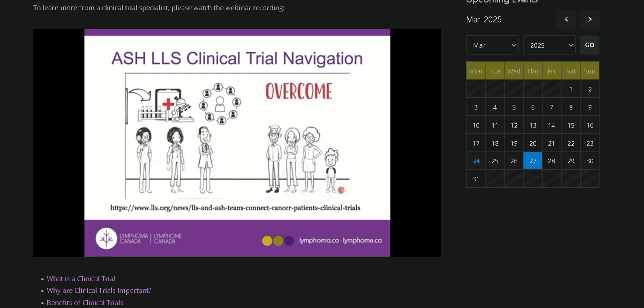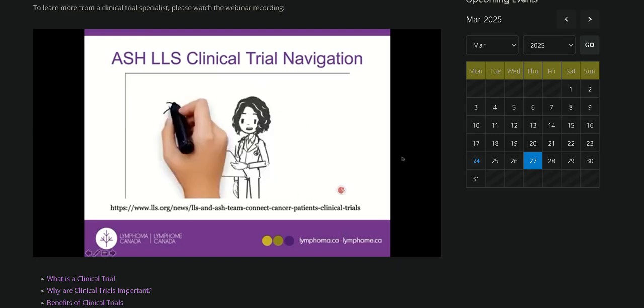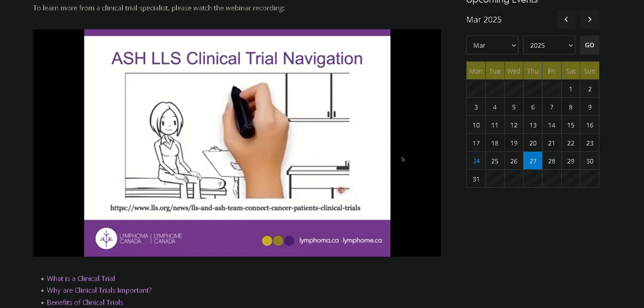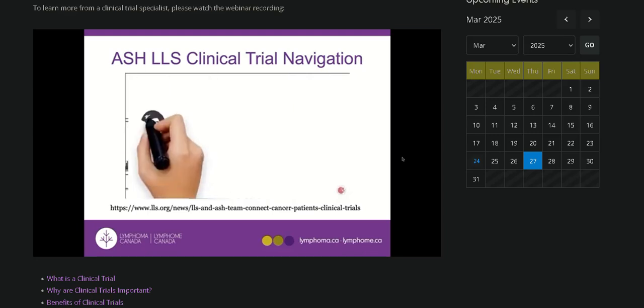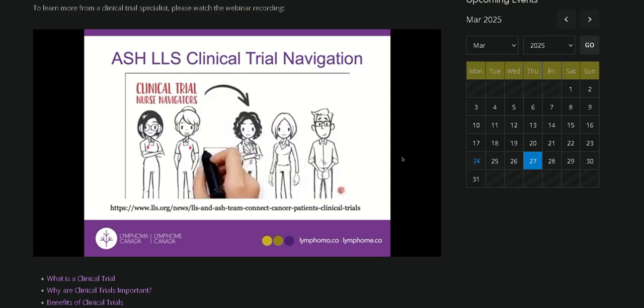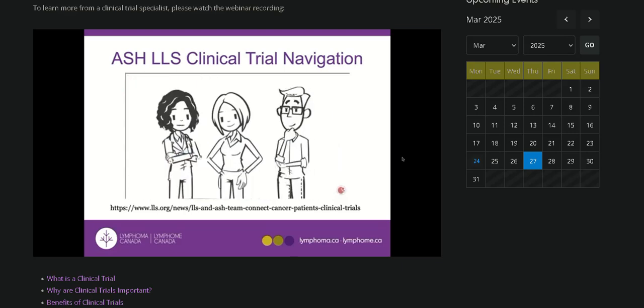...to help overcome barriers for physicians and their patients that may impede clinical trial enrollment. What began as a pilot project between ASH and LLS's Clinical Trial Support Center, or CTSC, is now being made widely available to ASH members and their patients for free. This service, staffed with highly trained clinical trial nurse navigators, helps to provide you and your patients with individualized information about appropriate clinical trials to facilitate productive discussions between the patient and the healthcare team.